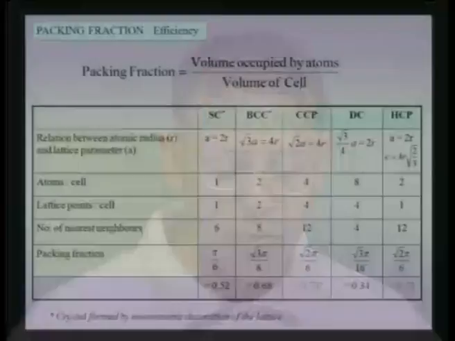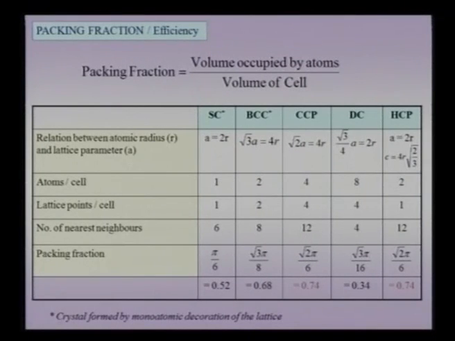The packing fraction of simple cubic is 52%, BCC is 68%, CCP and HCP is 74%, and diamond cubic is 34%. So, again to emphasize the point, the highest possible packing fraction in nature for sphere packing is only 74%. That means you cannot obtain a packing of more than 74% with equal size spheres, and some of the other structures actually have a lower packing fraction.